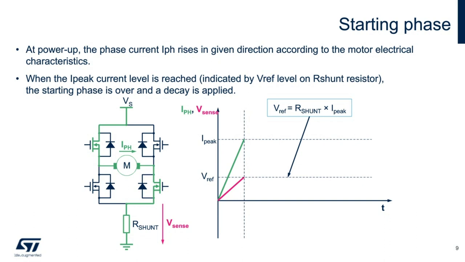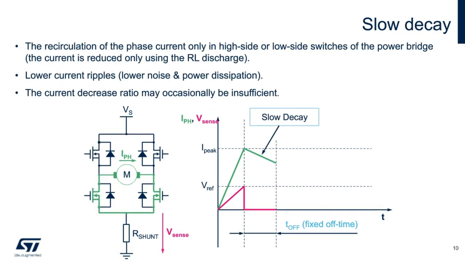Next step is slow decay. During the slow decay, the phase current recirculates only in the high side or only in the low side switches of the power bridge. The current is reduced only using the RL discharge. Lower current ripple, lower noise, and lower power dissipation are the advantages of slow decay mode. The current decrease ratio may occasionally be insufficient due to the fixed off time scheme.